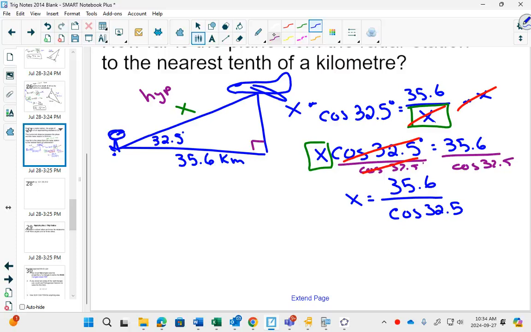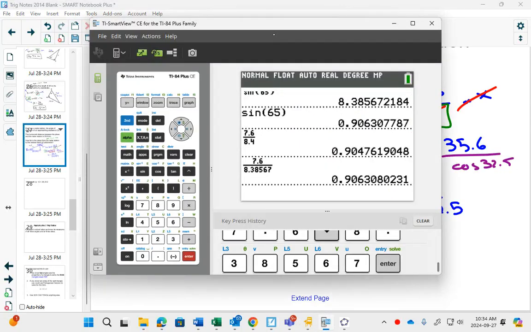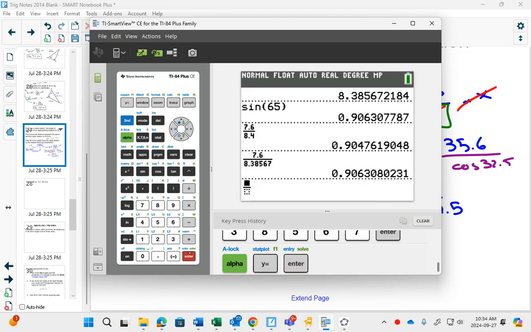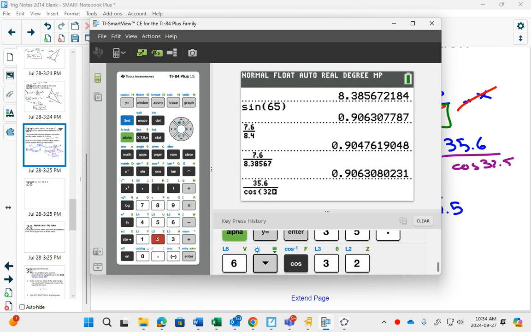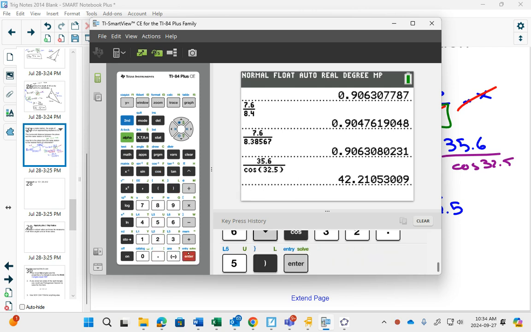But you're always going to do this. You're always going to first multiply by x to move it over here, and then have to divide by the cos, and the cos will move it down to the bottom of the fraction. Can you see that in a sense, all that does is switch those two things, their places. Go to our calculator. 35.6 divided by cos of 32.5. 42.21.